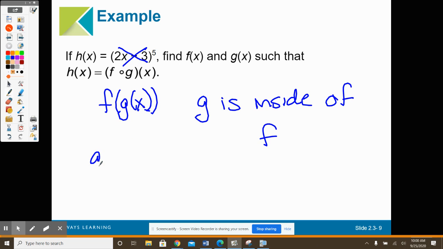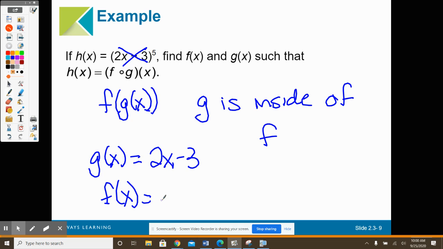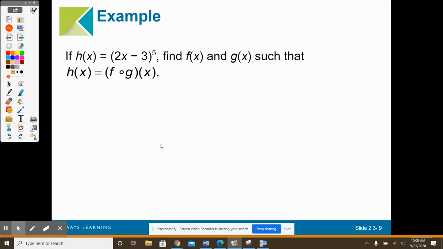So g of x is what we plugged in. That's the 2x minus 3. And once you see the parentheses and you exit out, what's left would be your f of x, and that's where we plugged in the x to the fifth. Because there's an x there now, we plugged this into that. There are a couple of examples that you'll be able to look at on your math lab. And that's it.